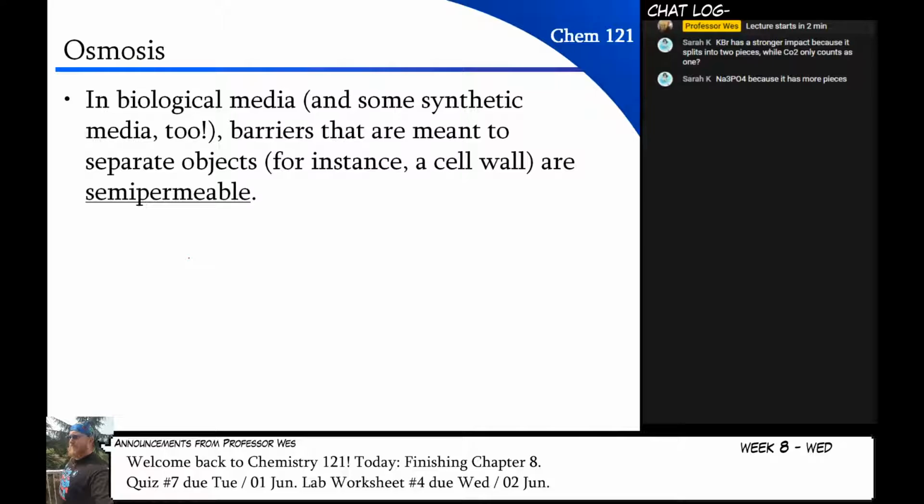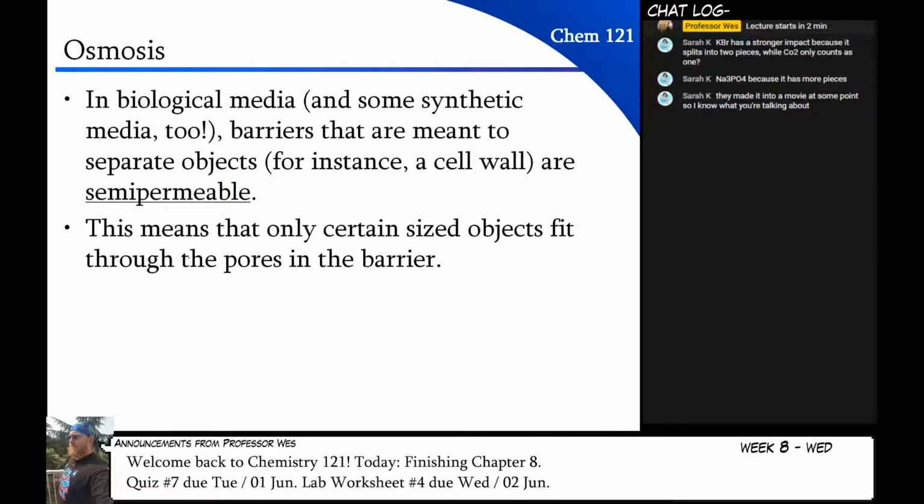First, let's talk about how things move. In biology, there are things that allow certain objects to go through freely and then restrict or constrain others. These are things that are called semi-permeable. So, for instance, your cells are all surrounded by cell membranes. Cell membranes are semi-permeable. We let water through specific channels, but other things are restricted.